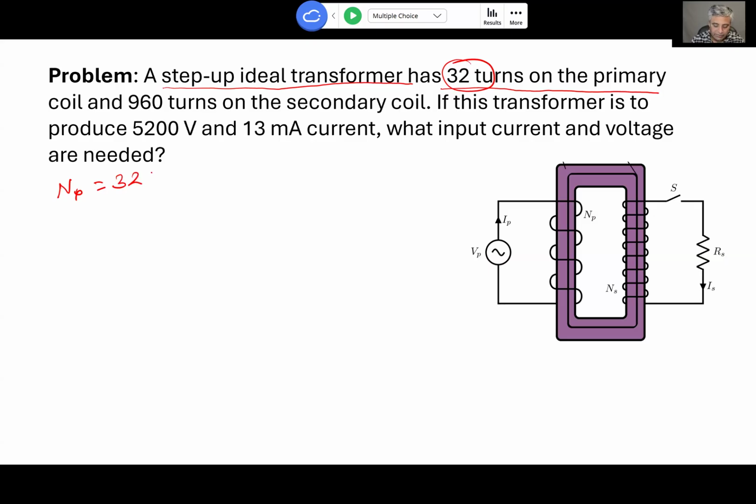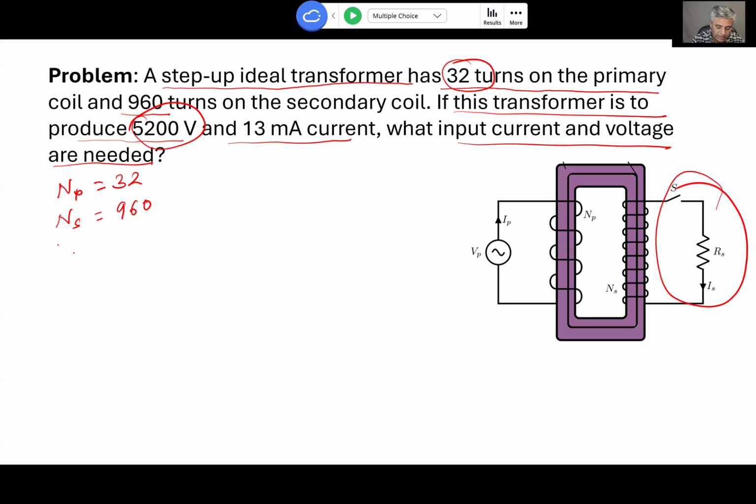It's a number, so it does not have unit. And in the secondary, it is 960. You see the secondary has 30 times more, looks like. If this transformer is to produce that much voltage and that much current, what input current and voltage are needed? So that means we want that much over here in the secondary. That's going to be the voltage at the secondary is 5200 volts, and then current at the secondary is 13 milliampere.